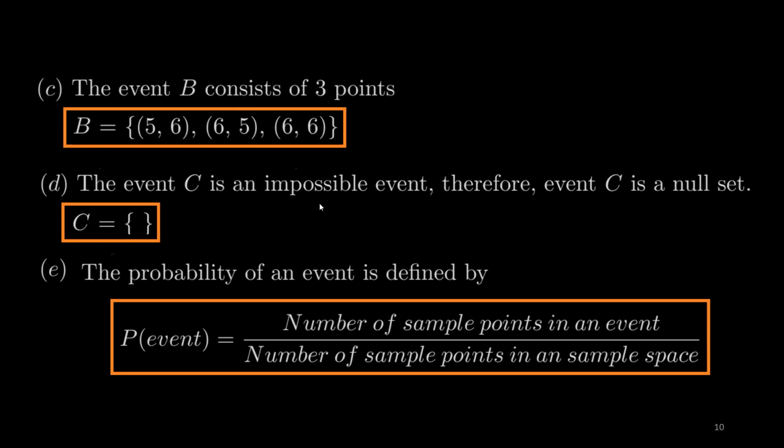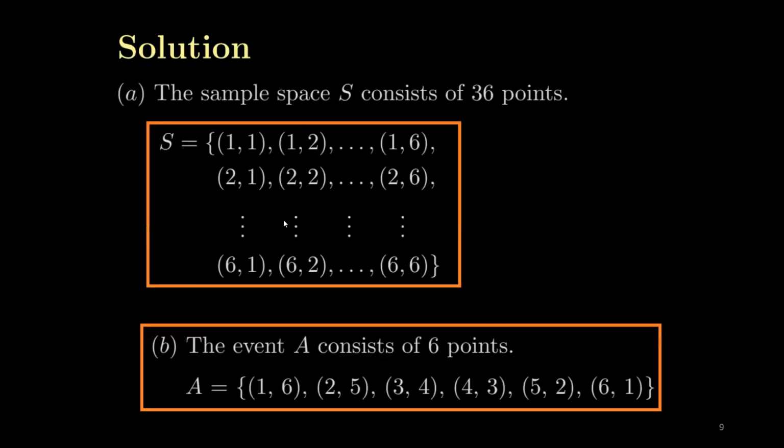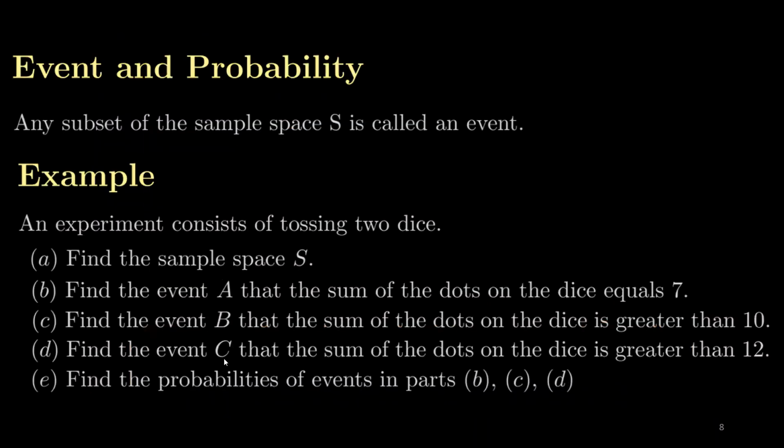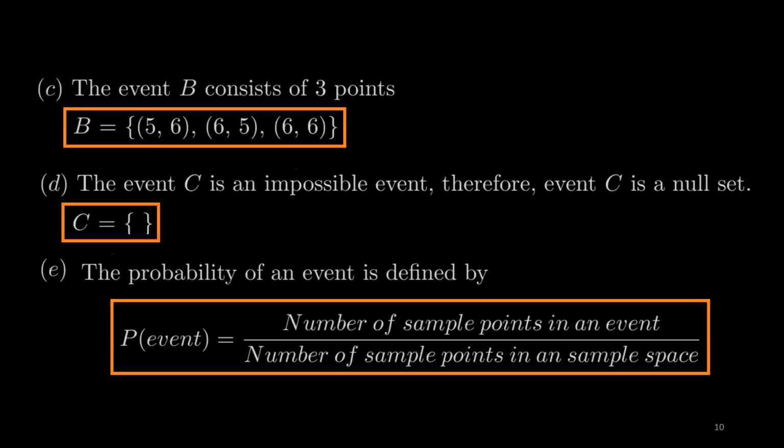The event C is impossible. Why is it impossible? If we go back and see the definition of event C, it is the event that the sum of the dots on the dice is greater than 12. We know that the maximum value that is possible is 12, if we get 6 on both the dice. So the event C is an impossible event.